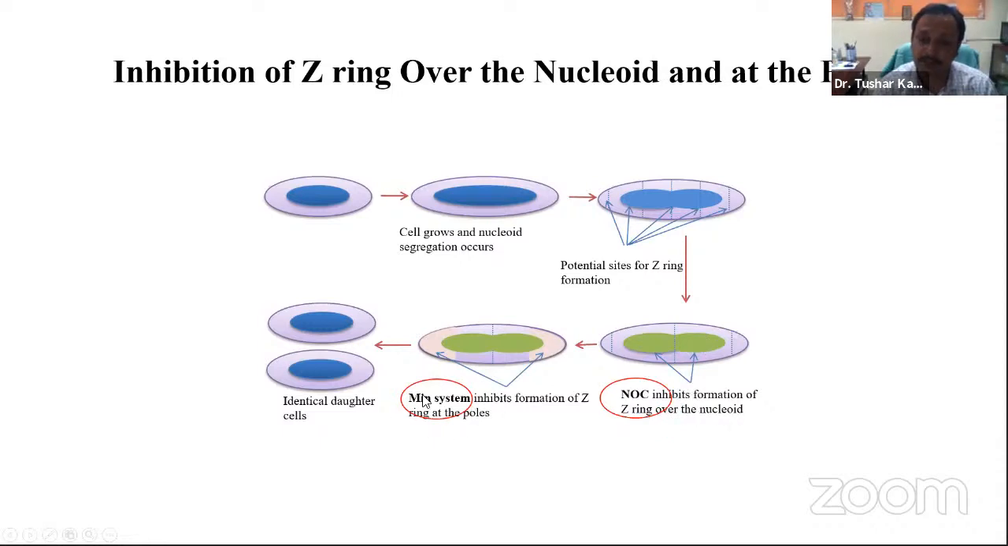Another system is the Min system, which is again an inhibitor, which makes sure no ring formation takes place at the poles. So these two systems make sure that there is no ring formation over the nucleoid or over the poles, so it can form only at the mid cell.